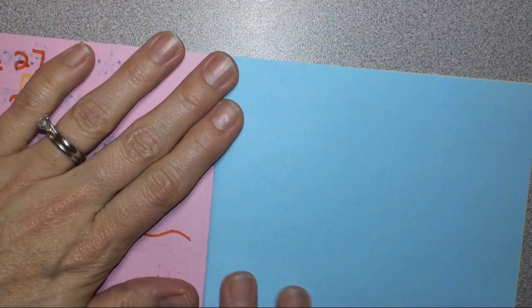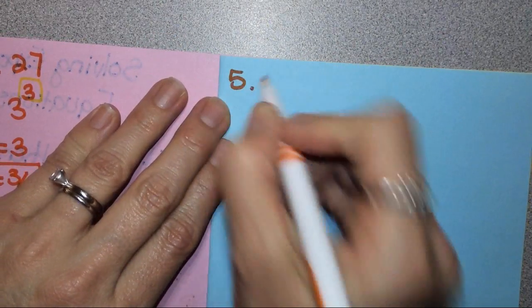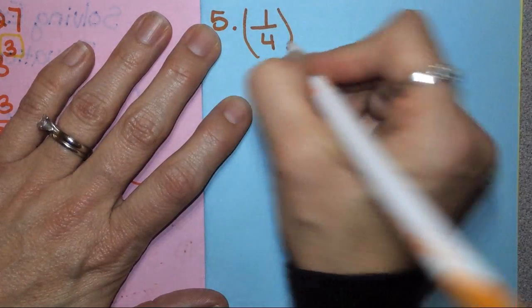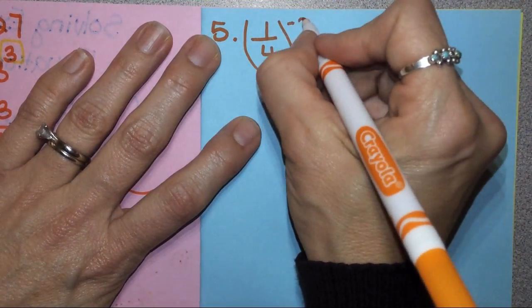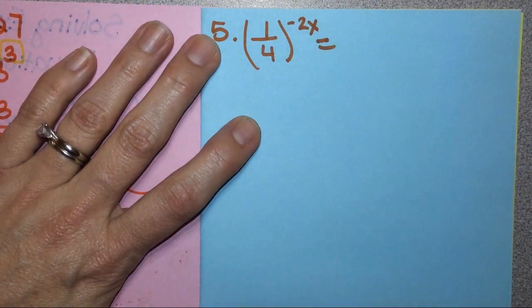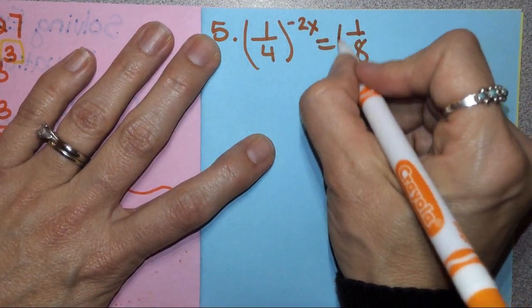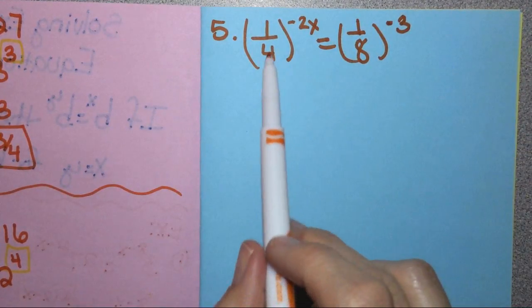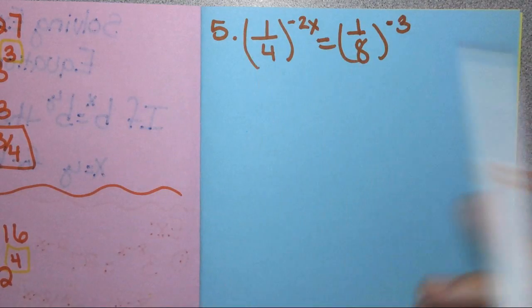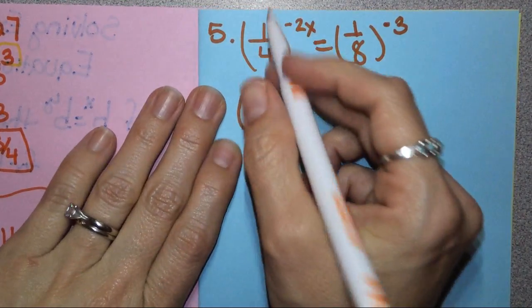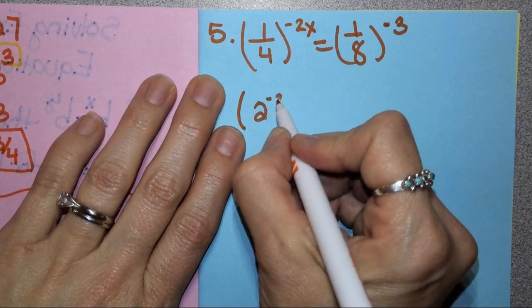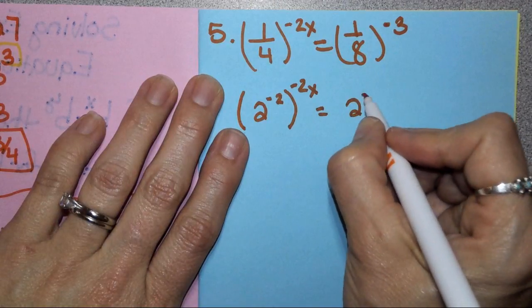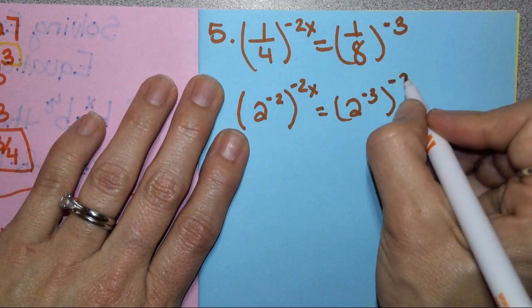Okay, got one more example, number 5. Alright, so on number 5, I have 1/4 raised to the negative 2x equals 1/8 raised to the negative 3. Again, we're trying to get like bases, so I'm going to rewrite these two in a base of 2. So 1/4 is the same as 2 to the negative 2, and 1/8 is the same as 2 to the negative 3.